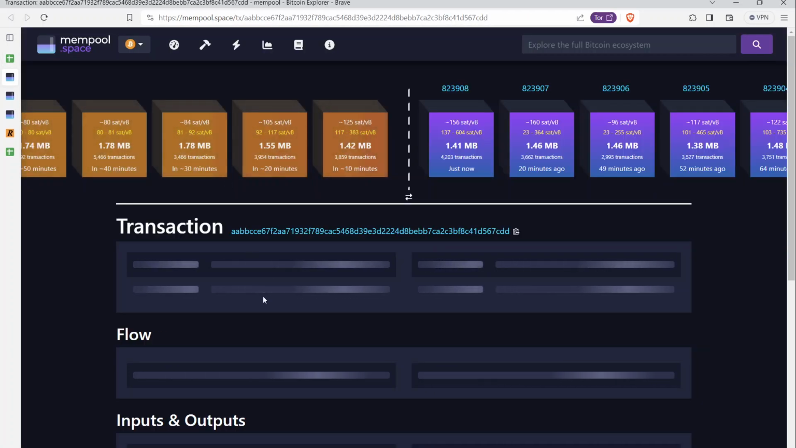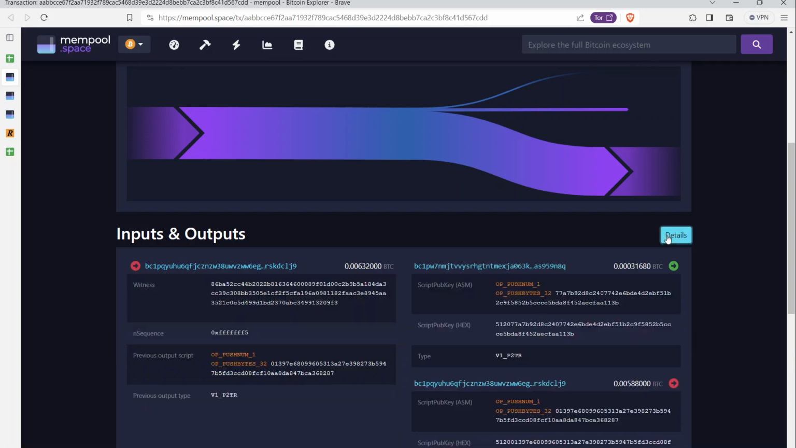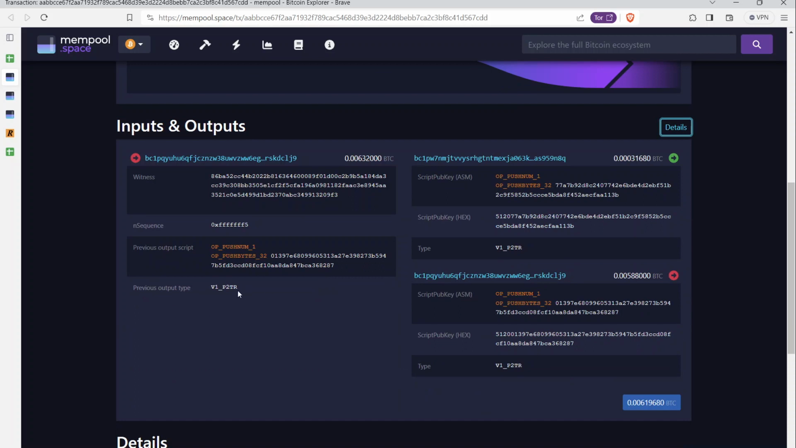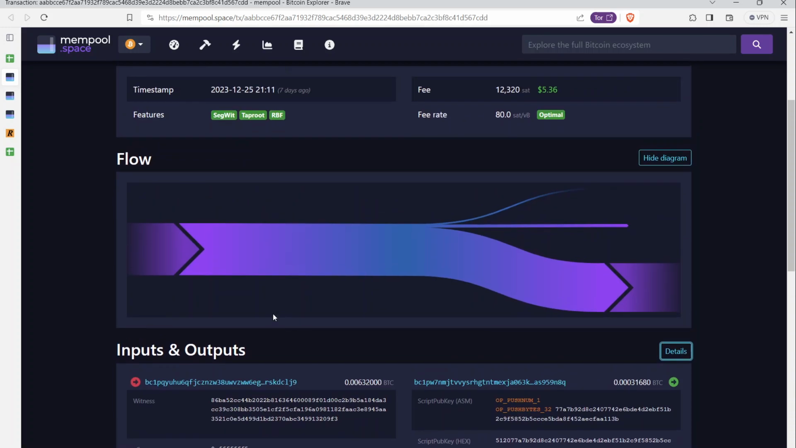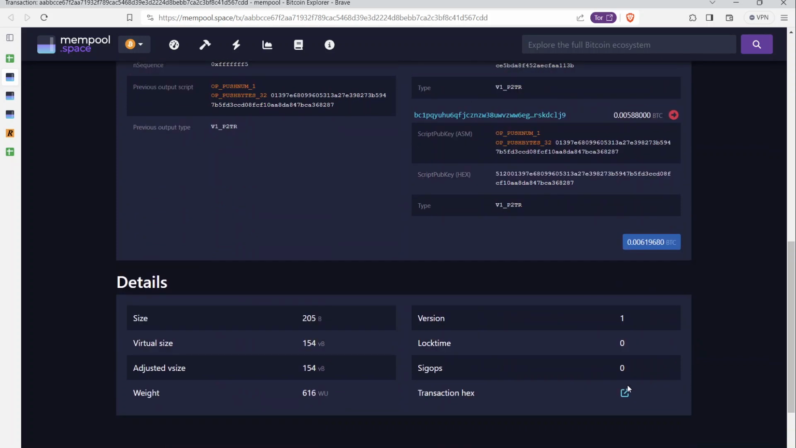If we go to Mempool, we can see the same. Someone spent the amount and spent to two addresses. If we go to details, we see it's a Taproot type transaction. And yeah, we can take from Mempool all the details about the transaction.